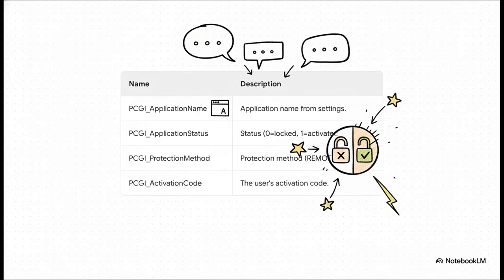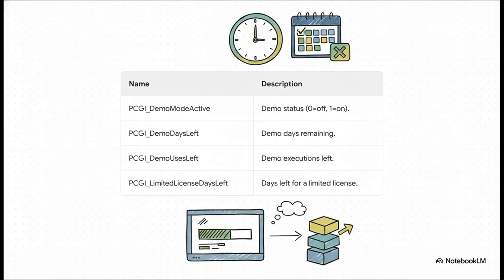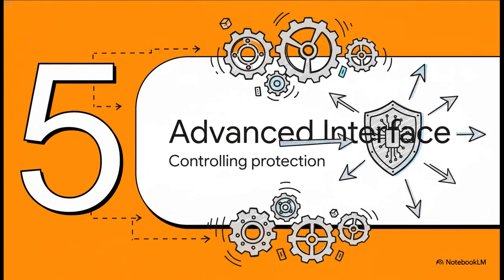And here's some of the juicy data you can get. You can grab the application name, the protection method, and, this is the big one, PCGI application status. A quick check of that variable instantly tells your app whether it's locked or fully good to go. This is how you can create a really nice, rich trial experience for your users. By just reading these variables, you can find out the exact number of days or uses left in a demo. That means you can display custom messages like, "Hey, you have 10 days left in your trial," right inside your application's interface.